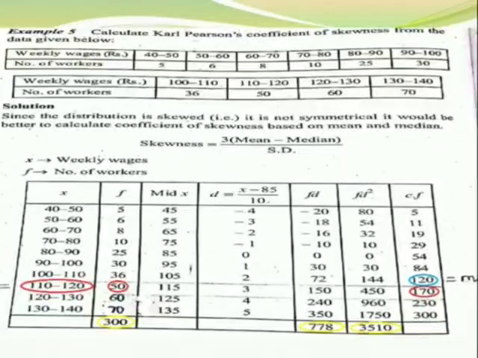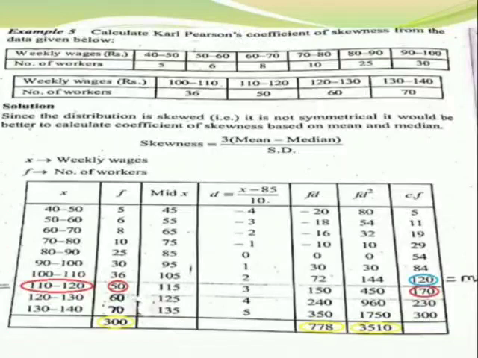In the solution, it is given that since the distribution is skewed, that is, it is not symmetrical, it would be better to calculate the coefficient of skewness based on mean and median. If it is not possible to find the mode value, then we can use the mean and median formula, skewness is equal to 3 of mean minus median divided by standard deviation. So in this problem, we are going to find the mean, median, and standard deviation for continuous data. We know the formulas for these.